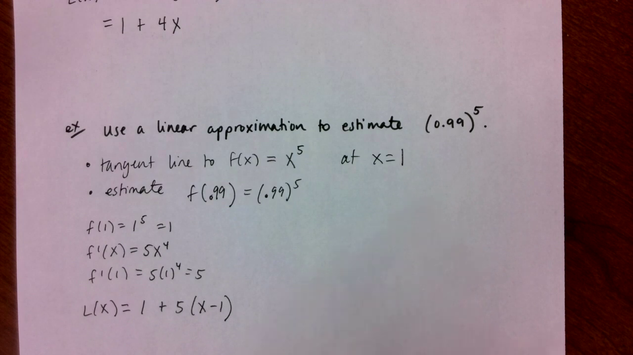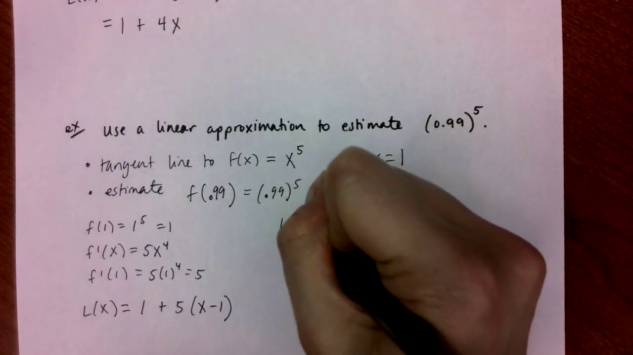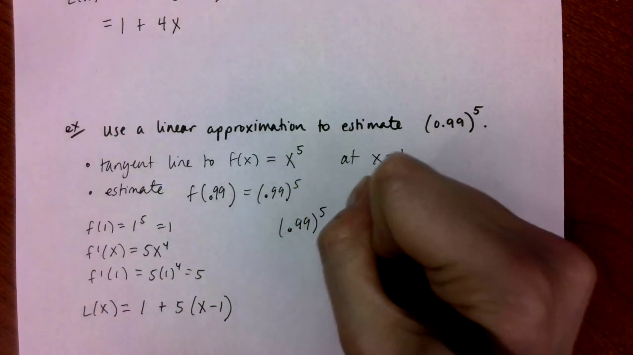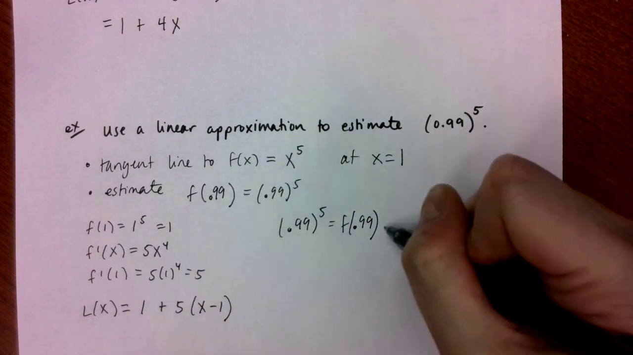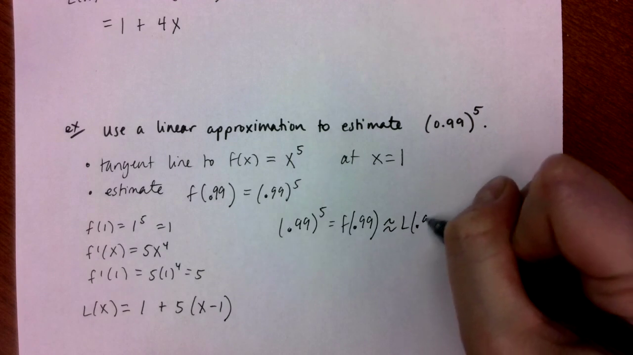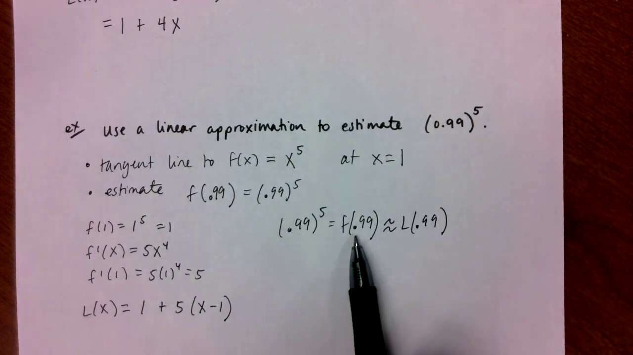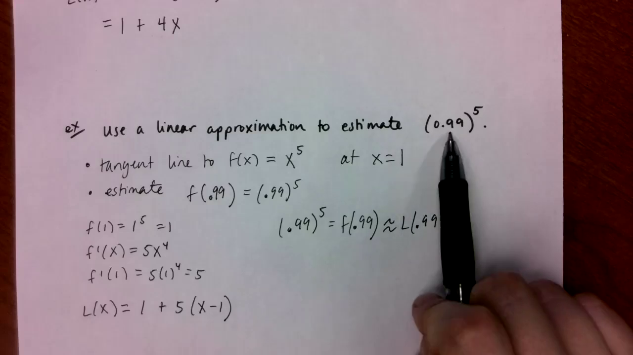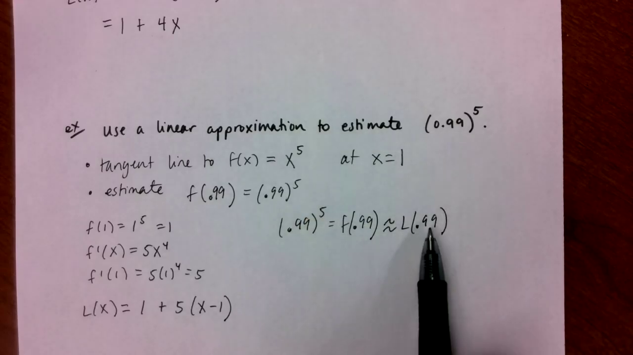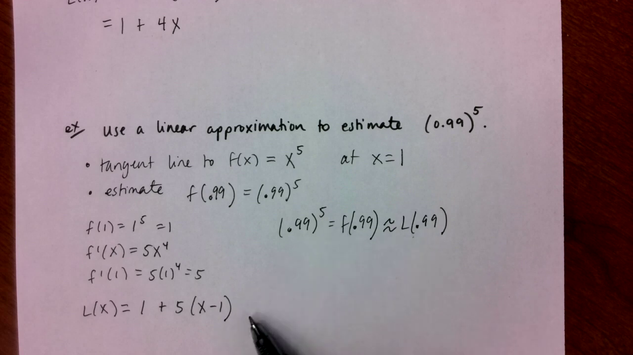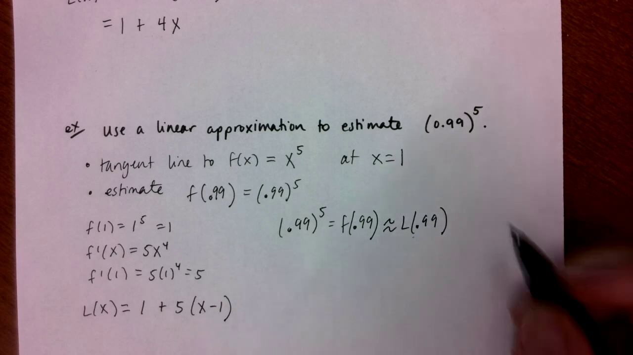Okay, so now I'm going to take this 0.99 to the 5th that I want to estimate, which we said is f of 0.99. And we're going to estimate it with L of 0.99 because this, we technically could do by hand, but it would be very annoying. The one above, we had no option to do it by hand. But if we do it by hand with the straight line, it's a lot easier of a computation.